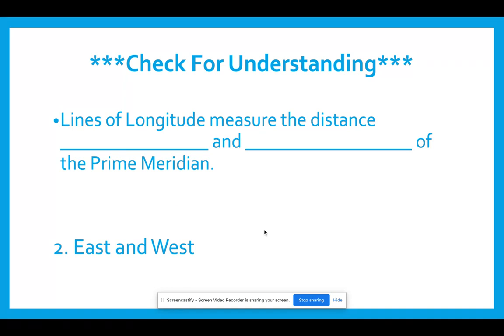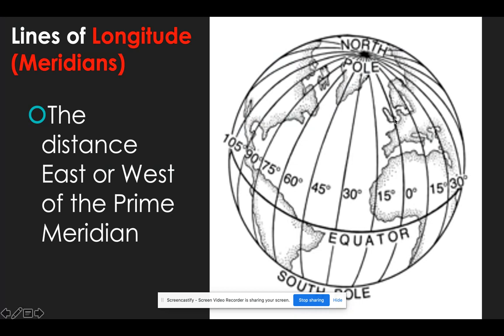East and west. Lines of longitude measure the distance east and west of the prime meridian. So even though they go up and down, which makes us think north and south, all these lines are showing us how far we've traveled west of the prime meridian or how far we've traveled east of the prime meridian.